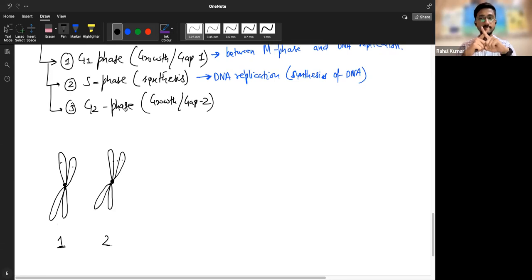S phase has been done. Now it needs to divide. So what happens during metaphase? These chromosomes align at a plate, and from 2 sides, 2 spindles attach, and then take half, like 1 chromatid towards one side and the other chromatid towards the other side.